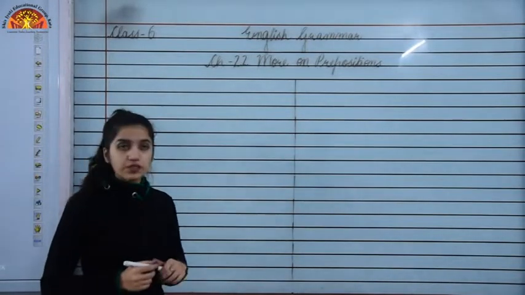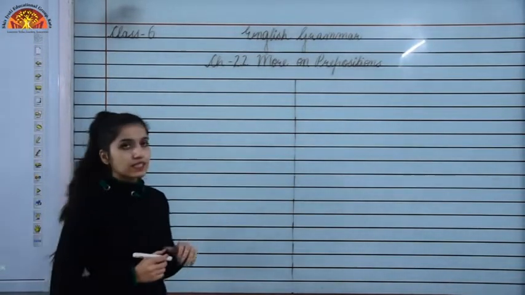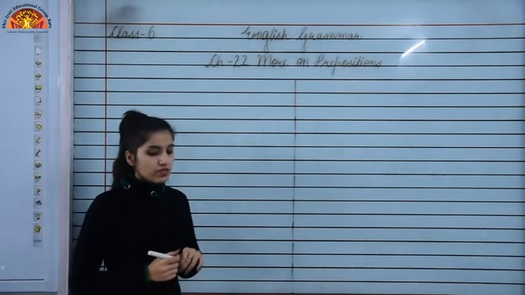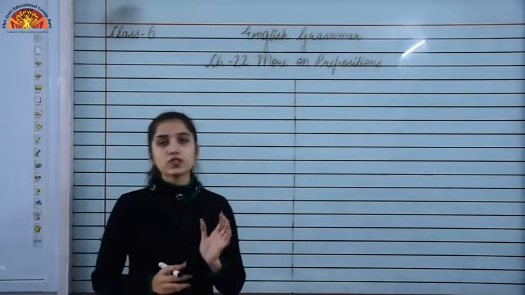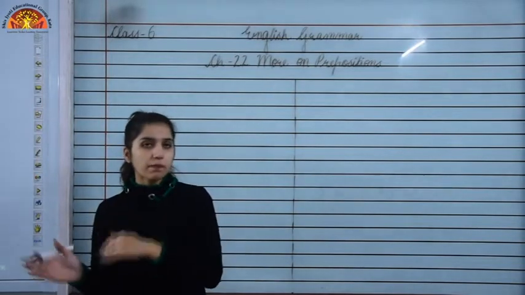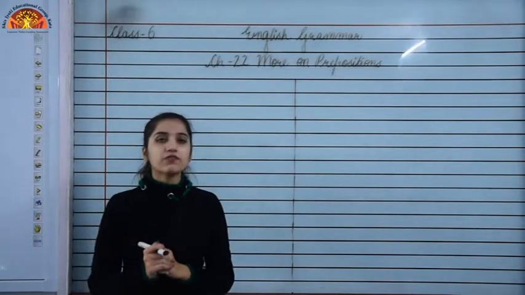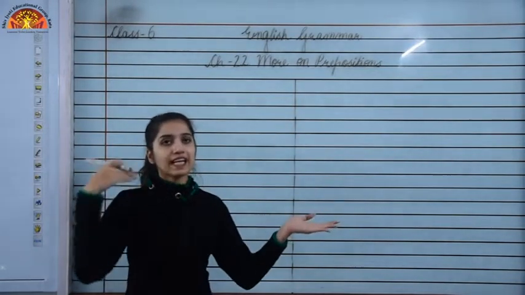On page number 102 you will find this chapter, that is chapter 22, more on prepositions. In this chapter we are going to see some of the confusing pairs, some of the tricky prepositions that we have, and we will see the difference between a preposition and an adverb.